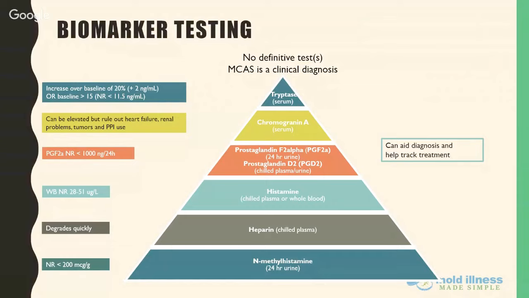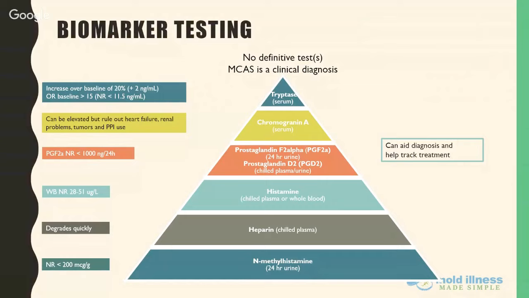Now the problem is, we talked about clonal disorders. Clonal disorders will often have abnormalities here, but many of our mast cell activation patients will have normal labs. As long as you keep in mind that only a small percentage of patients actually come up with abnormal labs, you can still test, but you may not always find what you're looking for, even in a patient who has this syndrome.